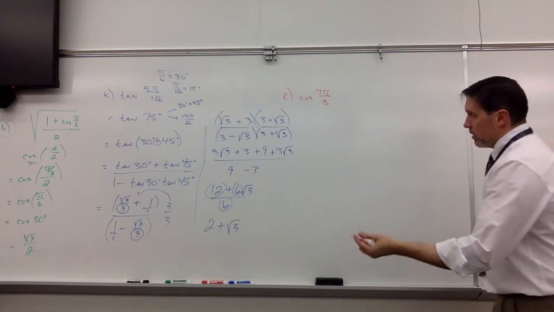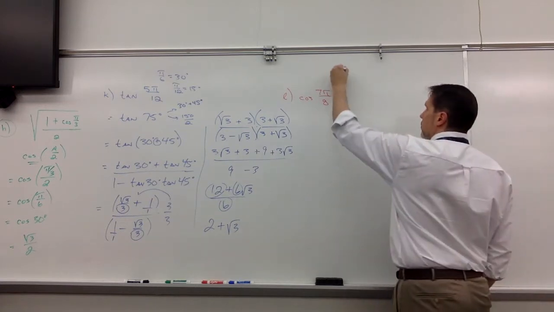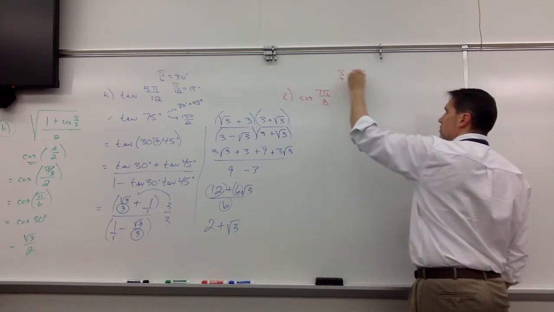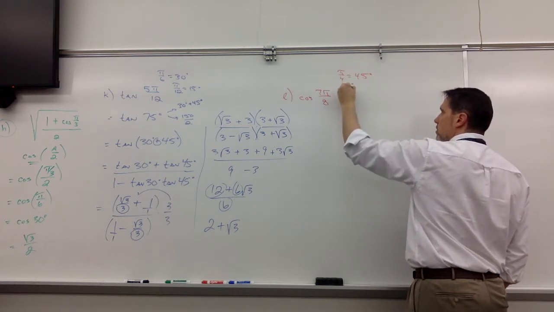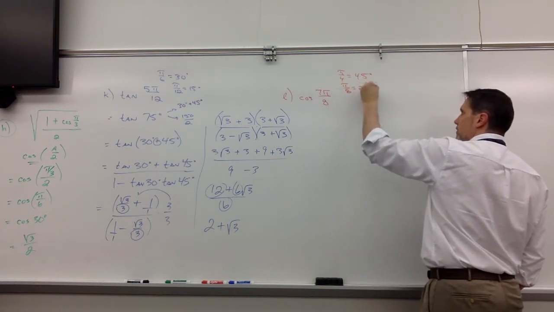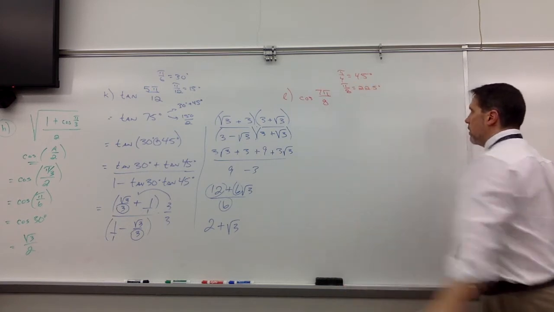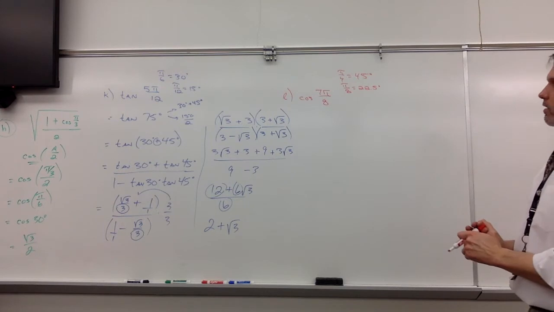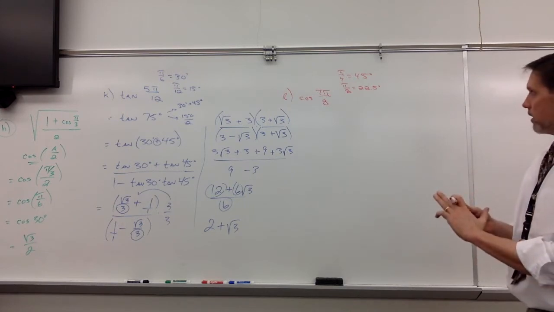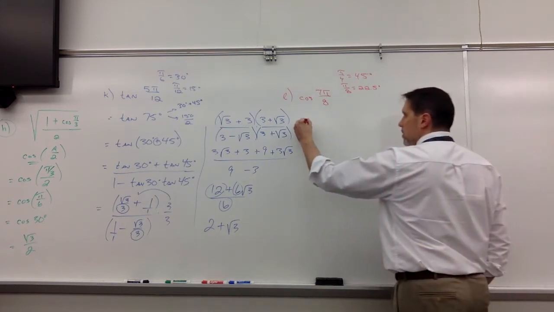All right, letter L. Cosine of 7 pi 8ths. Again, what's pi 8ths? Well, I know pi fourths, and you should too, is 45 degrees. Pi 8ths, well, that's 22.5 degrees. How does that help me? Well, I want 7 of them. What's 7 22.5 degree angles? I don't know, maybe I should just grab my calculator and multiply. I think it's 157.5.